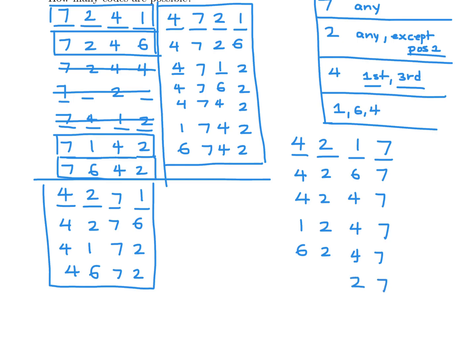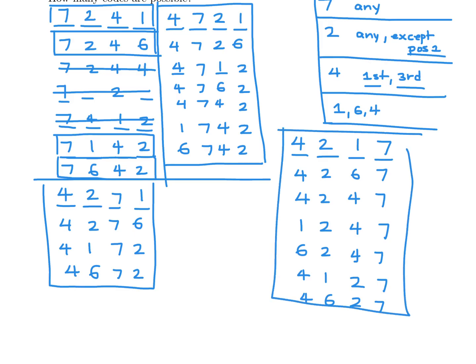I'll put the 2 here and see what I can do. Therefore, I can put the 4 there, and then the 1 goes here. And then I can put a 4 there, and the 6 goes there. Okay, that, I think, completes it. 4217, 4267, 4247, 1247, 6247, 4127, 4627. Okay, so that completes it.